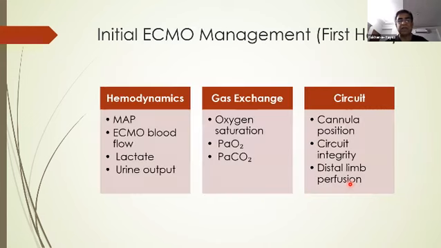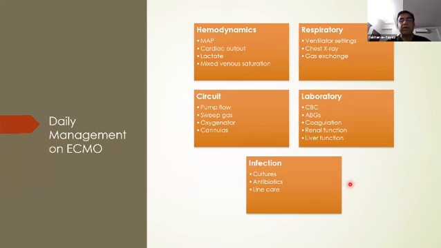So initial ECMO management in the first hour, I've already mentioned: we look at the hemodynamics, we go for the gas exchange, and we look at the circuits. As far as the daily management on ECMO is concerned, we look at the patient and we look at the circuit. When we look at the patient, the most important parameters are the mean arterial pressure, the cardiac output, and the lactate level. Lactate basically tells you the perfusion of the patient, and if it is rising, it's not good news. And then mixed venous oxygen saturation, which this ECMO machine directly tells you minute by minute, and we can have a good idea whether the tissues are suffering or not.